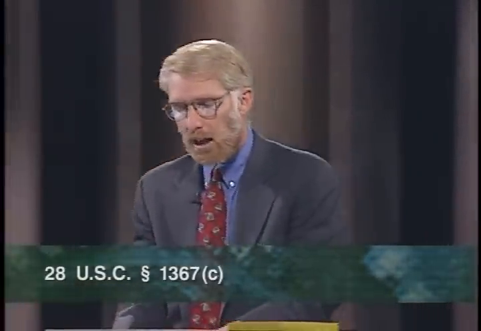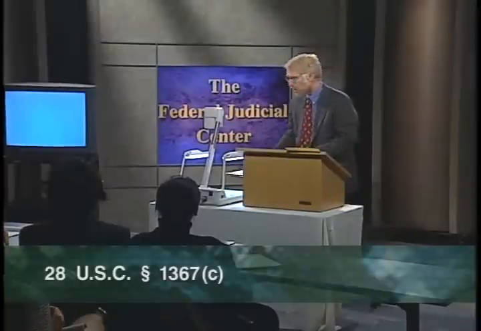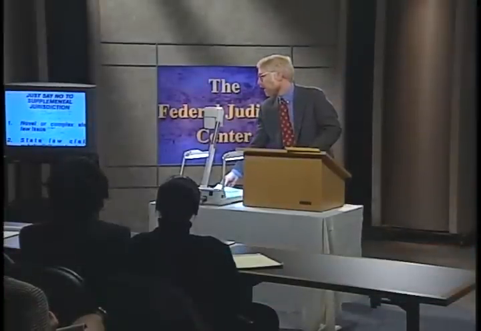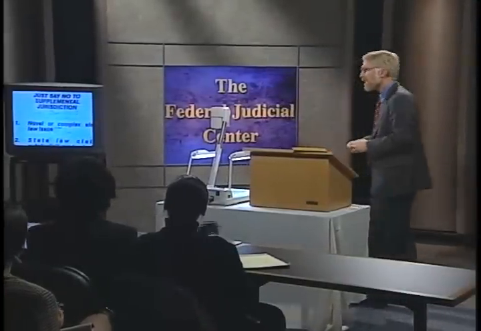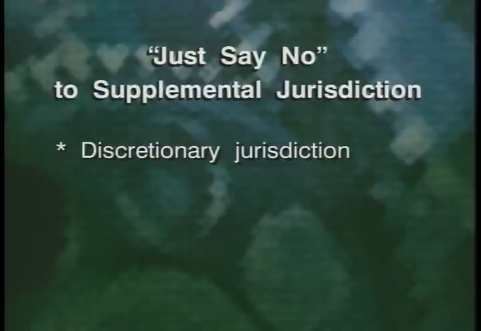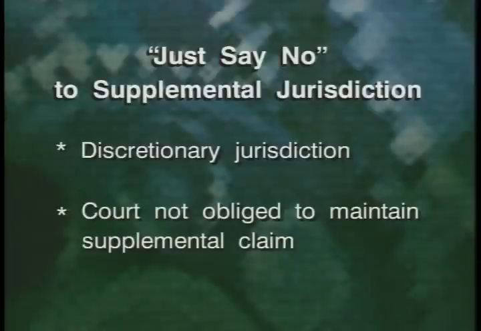As we talk about our last way of thinking about how a case should be or shouldn't be in federal court, look at all that. Look at how well used this visual aid is. Just say no to supplemental jurisdiction. This is discretionary jurisdiction for the court. The court is not obliged to maintain that supplemental claim under appropriate circumstances. That is the first way in 1367(c).